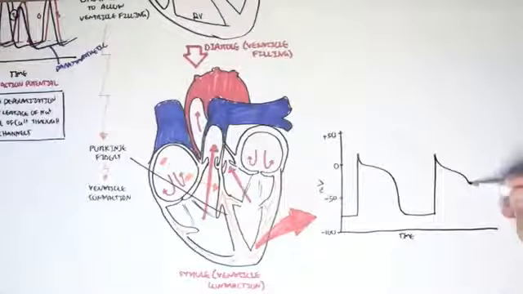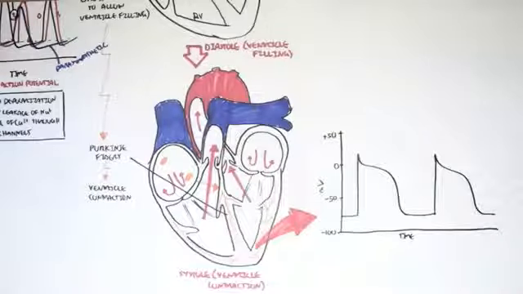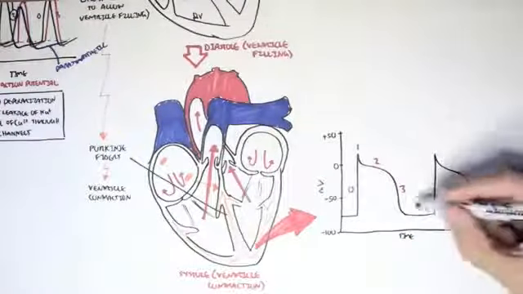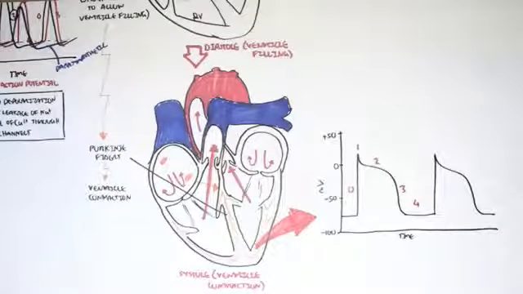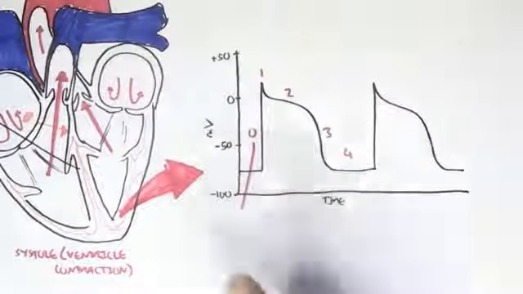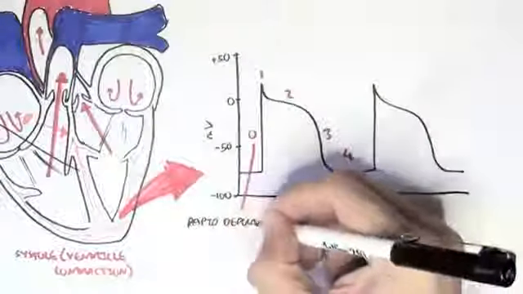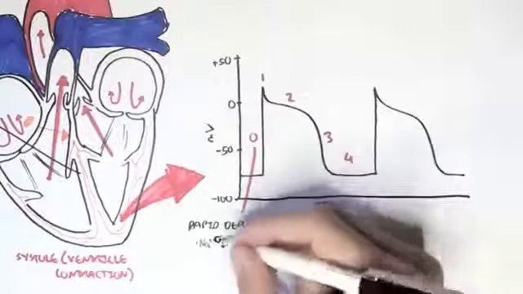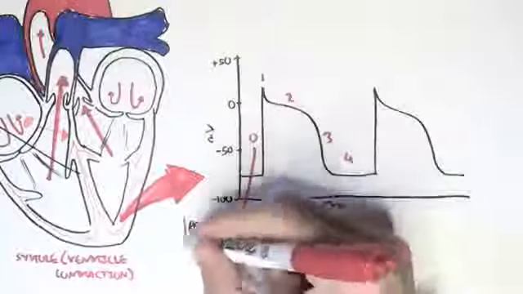Now, unlike the sinoatrial node with phases 0, 3, and 4, the ventricles have phases 0, 1, 2, 3, 4. And this is because of the plateau phase, and we will talk about it soon. Now let's look at all these phases. So phase 0, we have rapid depolarization, the membrane potential becoming more positive by the rapid influx of sodium ions. This is the contraction of the ventricles.